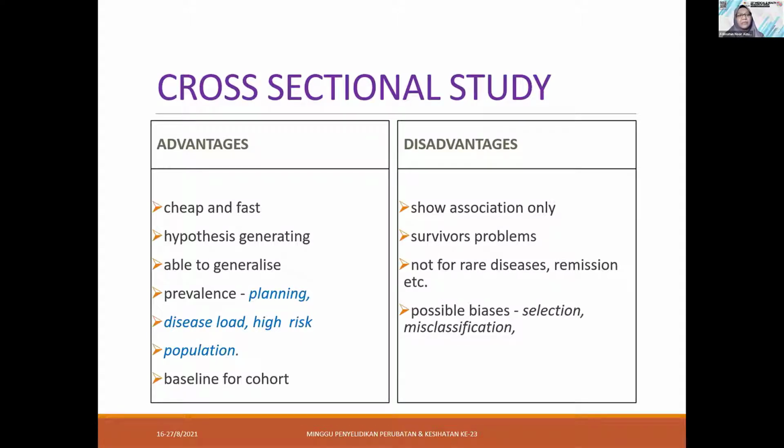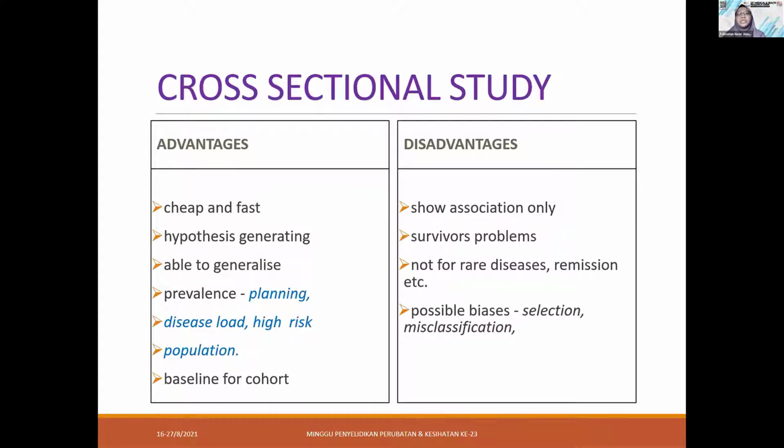Yeah? Then we can actually use the prevalence for our planning and look at the disease load and also high-risk populations. And most of the time it can be used as a baseline for further studies such as a cohort study. Yeah. However, it has its own disadvantages.